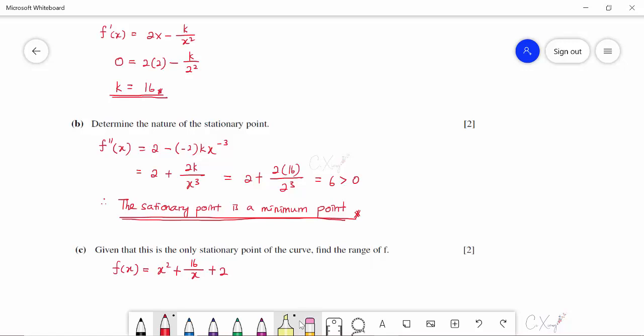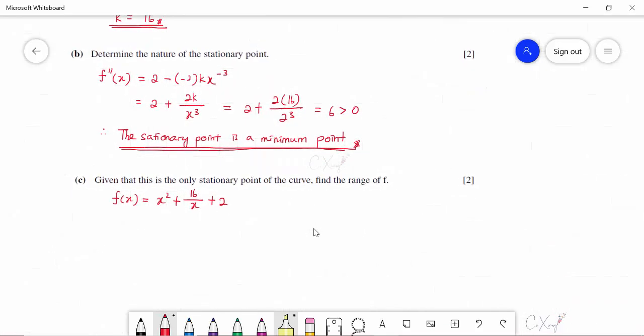So far we haven't learned any method of drawing or sketching the graph. But we will just go based on the information that they give us. Here they mentioned that the stationary point is the only stationary point, and that particular stationary point is the minimum point. So to find out the range, you need to substitute the 2 into your function to get the smallest value first, at the minimum value.